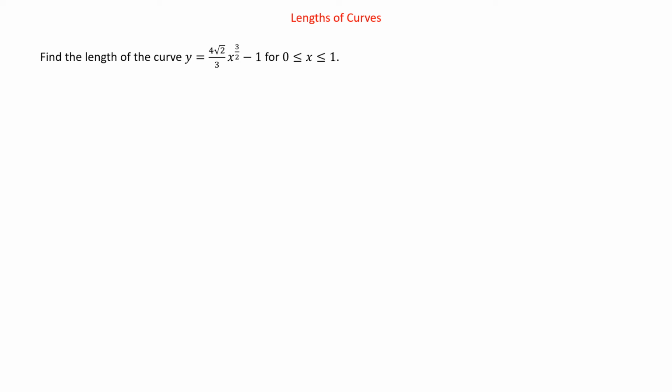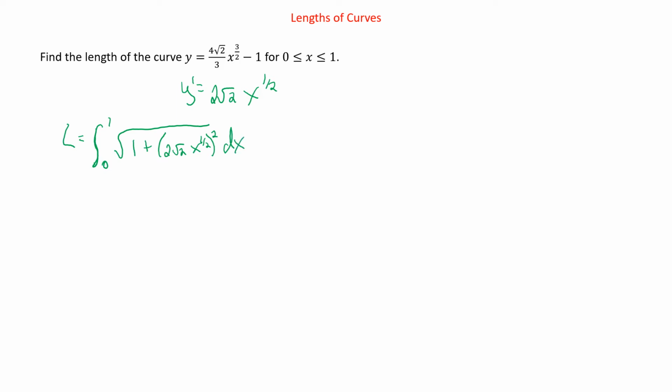The first step, we're going to have to find the derivative. So y prime. Let's see, when we multiply by the 3 halves, that'll cancel the 3 in the denominator, and with the 4 we get 2 root 2 x to the 1 half. The minus 1 is a constant, so it goes away. So now we're looking for our length, going from 0 to 1 of the square root of 1 plus the derivative squared, so 2 root 2 x to the 1 half squared, dx.